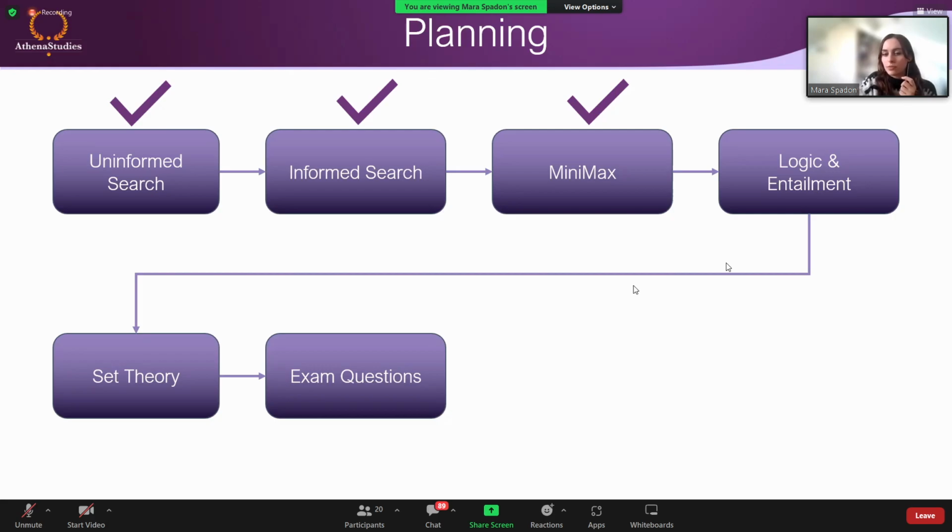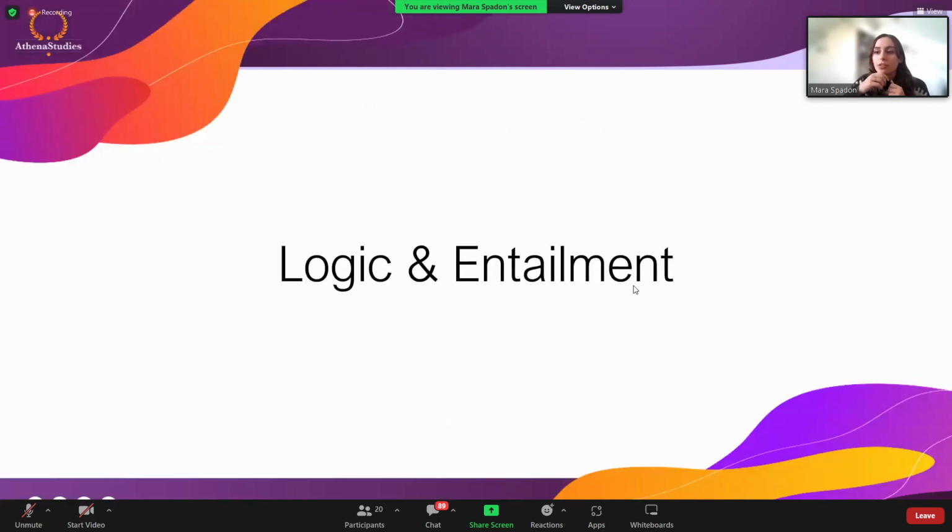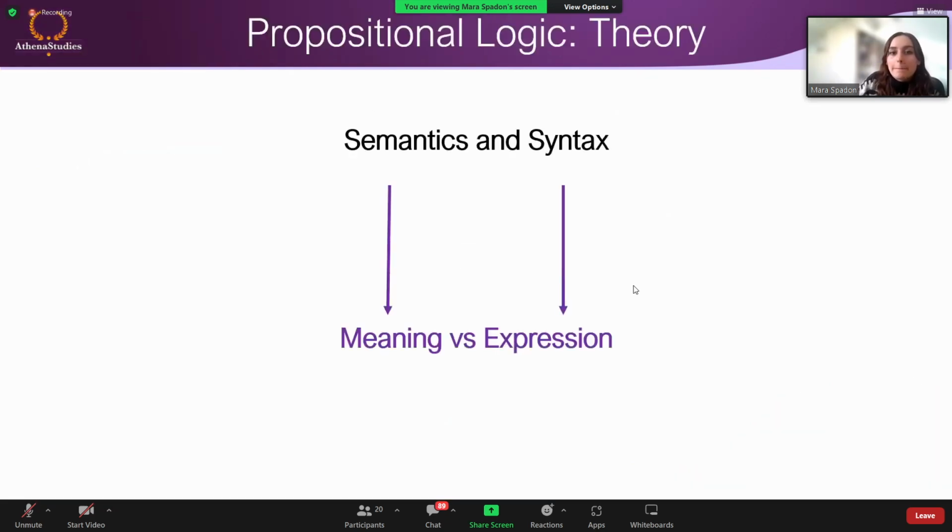Okay, so let's just go through it together. So logic and entailment. We can also do a little recap tomorrow of logic again, and then we continue. So the theory here is for propositional logic. So we have something called semantics, and we have something called syntax, right? The semantics here are the meaning, and syntax is the expression.